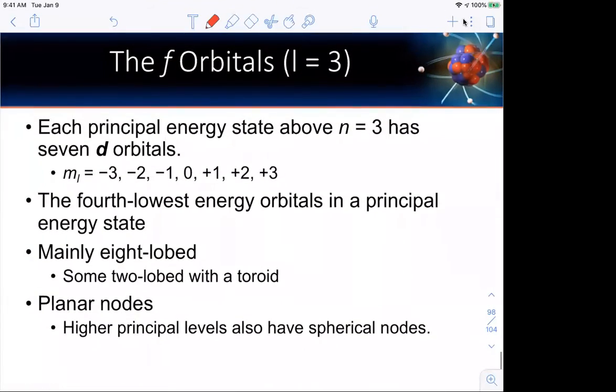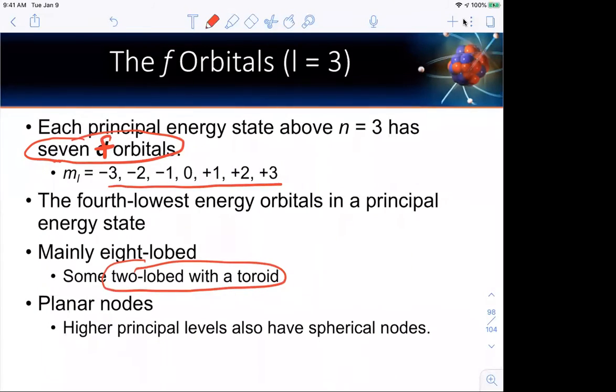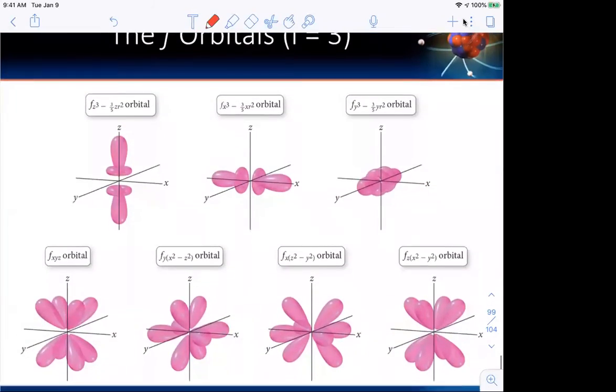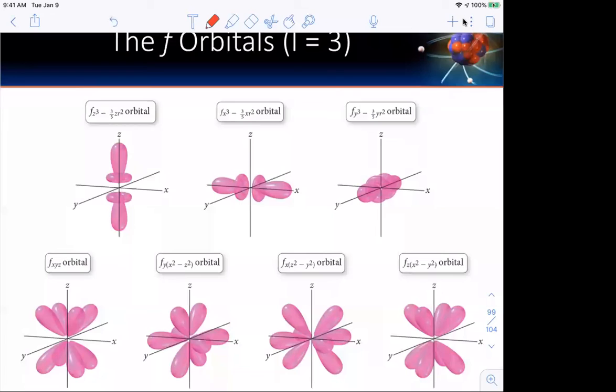When I get to the F orbitals, I have 7 different values of M sub L. This is going to be that highest energy. They're mainly 8-lobed. Some have a toroid, and I do have planar nodes and spherical nodes. But this is what they look like. These guys, again, here I have a toroid, here I have a toroid, but notice now I have sort of 2 spaces. It's not just one donut, but there's 2 donuts.